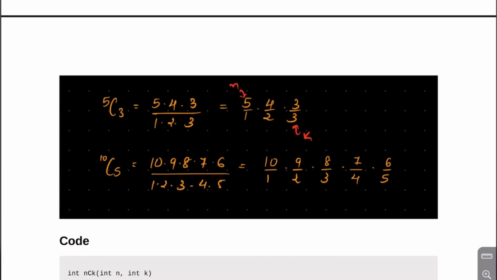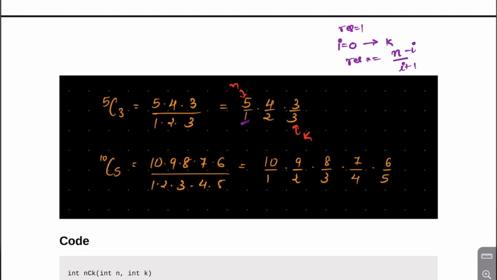I can start from i equals 0 till k, not including k. I can initialize my result to some value. In the first iteration, the result needs to be multiplied with 5 by 1. What is this 5 by 1? It is n minus i, 5 minus 0, upon i plus 1. For i equals 0, this should be equal to 5 by 1.